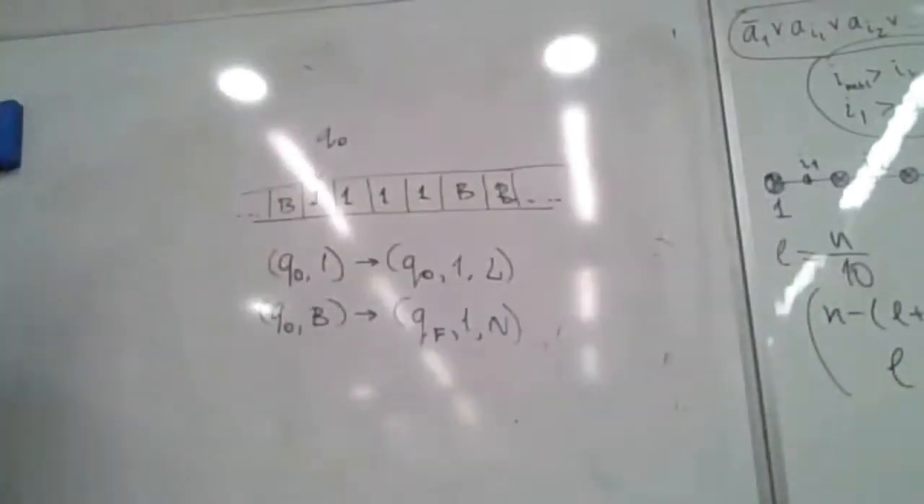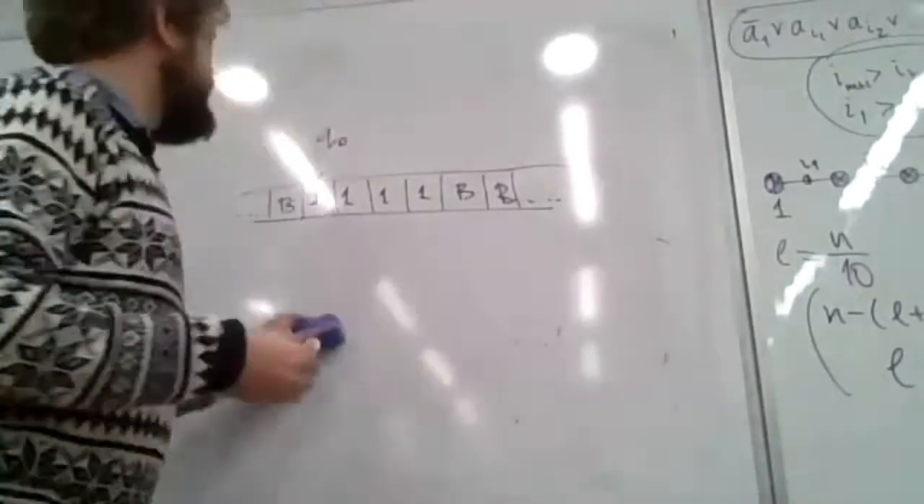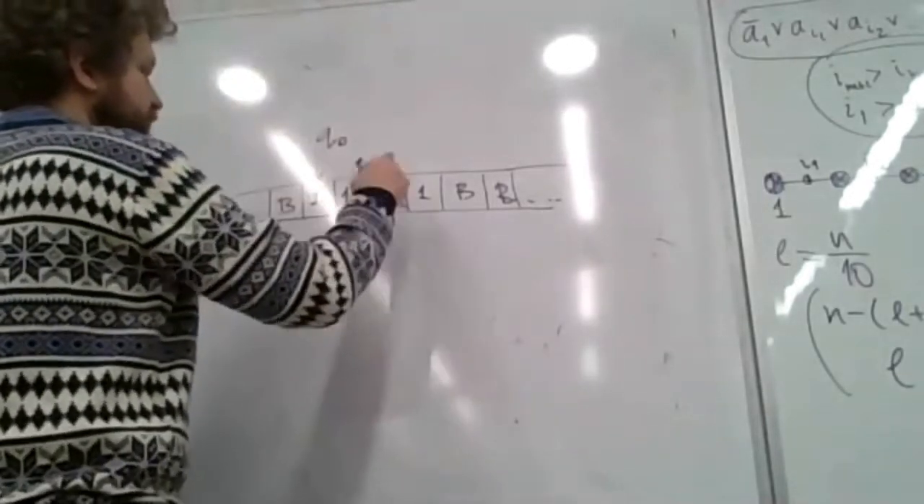So the next task is not that easy. It is in binary form. So I'll remove this. And I will say that there could be some zeros.